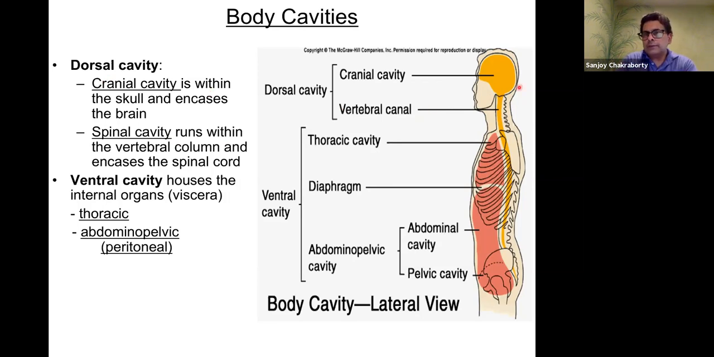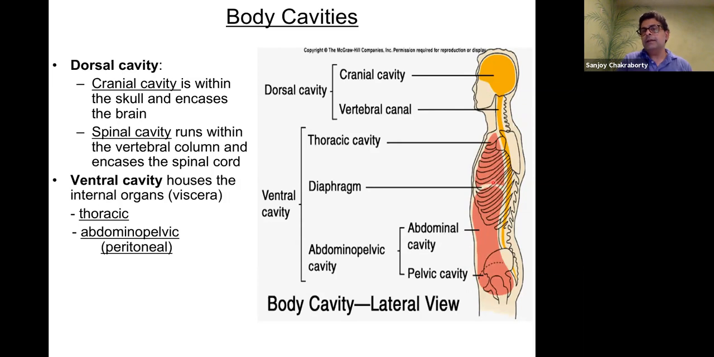So the dorsal cavity consists of the cranial cavity where your brain is, and the spinal cavity where your spinal cord is. In this picture, the yellow color is your dorsal cavity, the cavity on the back. The cavity in the front is called the ventral cavity. The ventral cavity consists of two, the thoracic cavity and the abdominopelvic cavity. Together we call this the ventral cavity. The thoracic cavity is on the chest, and the abdominopelvic cavity is abdomen and pelvic together, because there is no such difference.